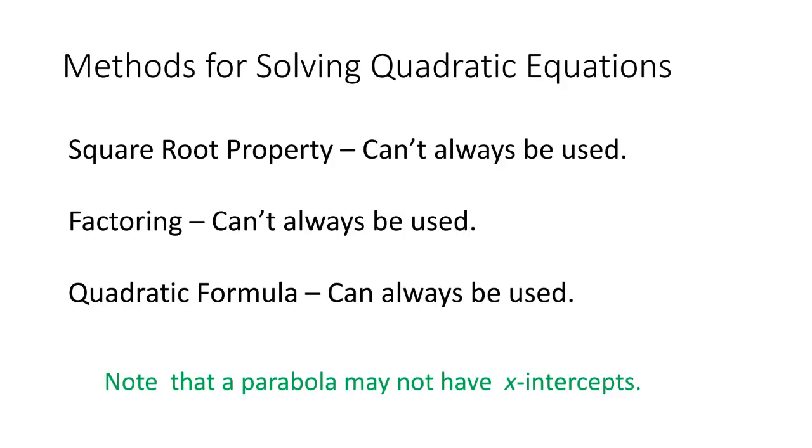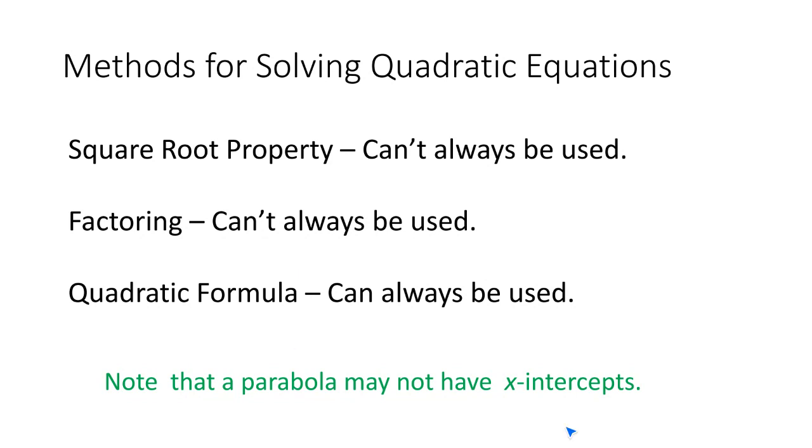Okay, so there's different methods to solving these quadratic equations. Number 1, you can use the square root property. That property cannot always be used, and I'll explain why in a little bit. And then the factoring, you can't always use factoring because not everything is factorable. And then the quadratic formula, that one works all the time. So depending on the problem, then I decide on a method depending on what the problem looks like.